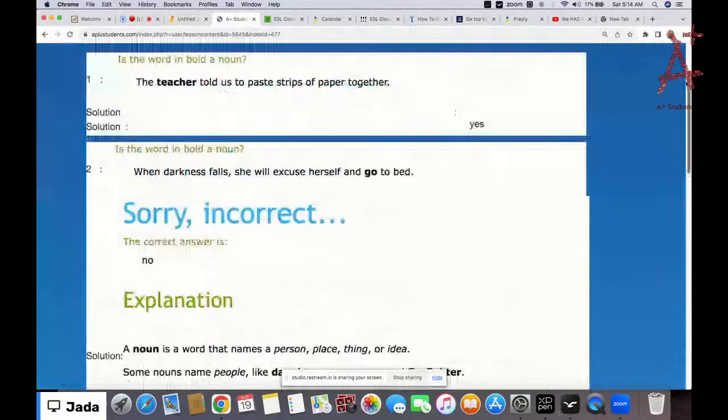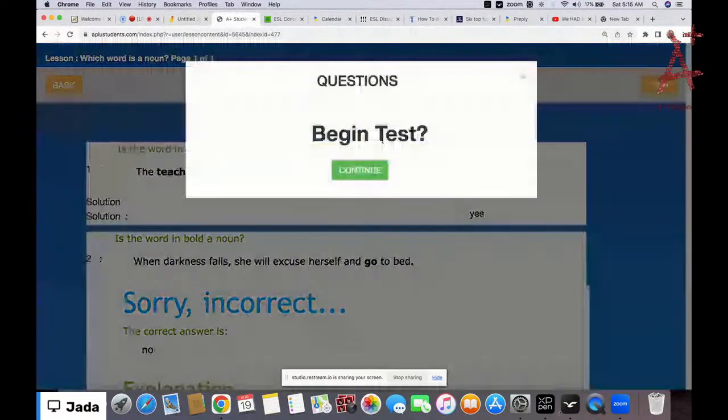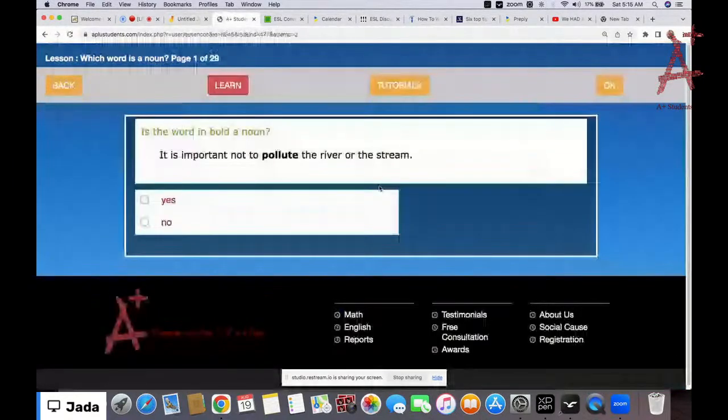We'll just move on to the test now because we do not have the next one besides the test. Everyone, send in your answers on the chat if you know the correct answer. Is the word in bold a noun? It is important not to pollute the river or the stream. So we have pollute here. Is pollute a noun or not a noun?